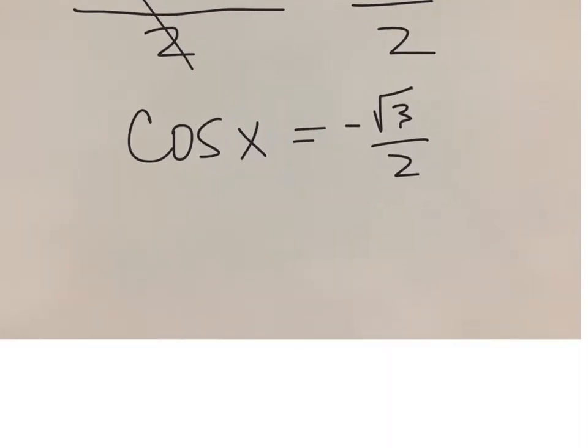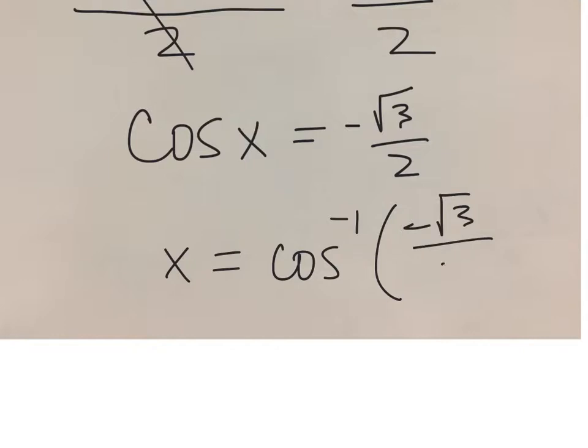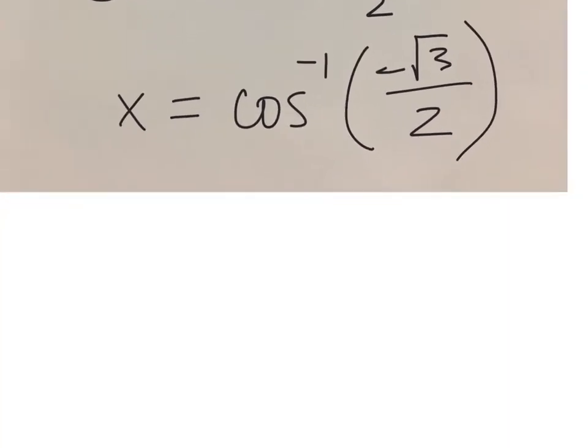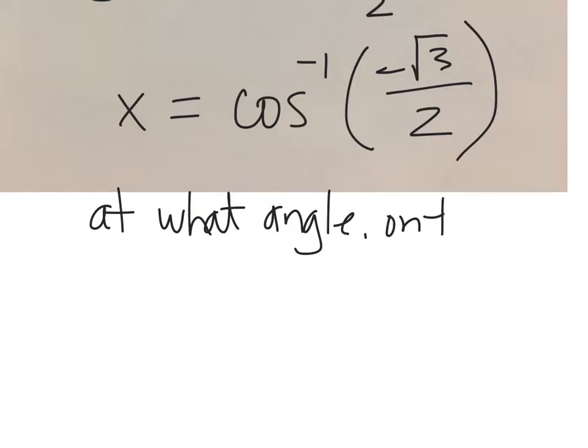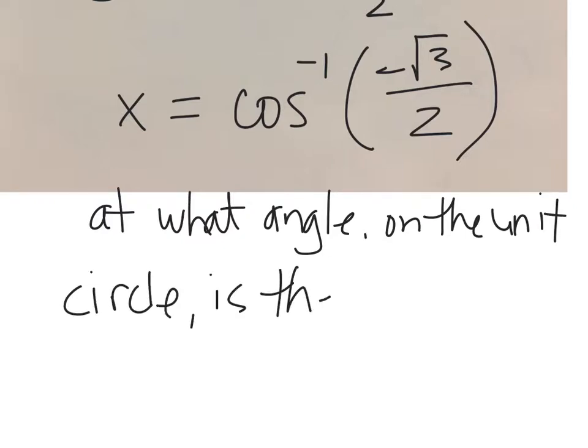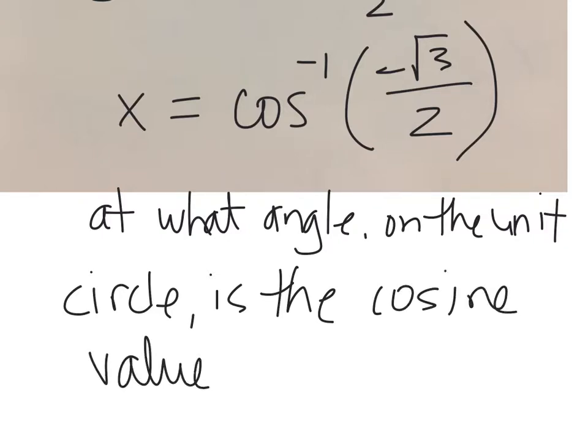Some teachers like you to take the inverse of both sides to get x completely by itself. We could do this, because that's how you get rid of a trig value, by inversing it. So x is the inverse cosine of negative root 3 over 2, which says this. This is what it means: at what angle, potentially on the unit circle, is the cosine value negative root 3 over 2? That is what this question is asking you to find.